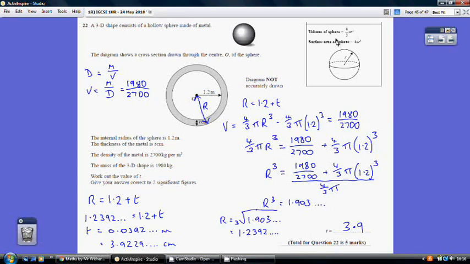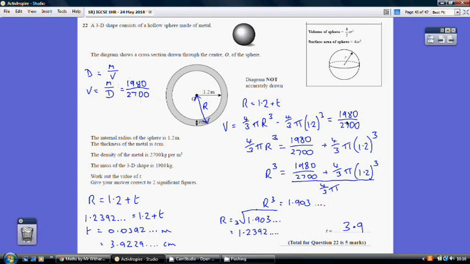Now, from the formulae at the front, we know that the volume of a sphere is 4/3 pi r cubed. Now, that's obviously if it's a solid sphere, so this isn't a solid sphere. The volume of our shape is going to be the volume as if it was a solid sphere, less the volume of the air inside, if you like. So our volume is going to be 4/3 pi capital R cubed, taking away 4/3 pi 1.2 cubed. And what do I know about this volume? I know that's equal to 1980 over 2700.